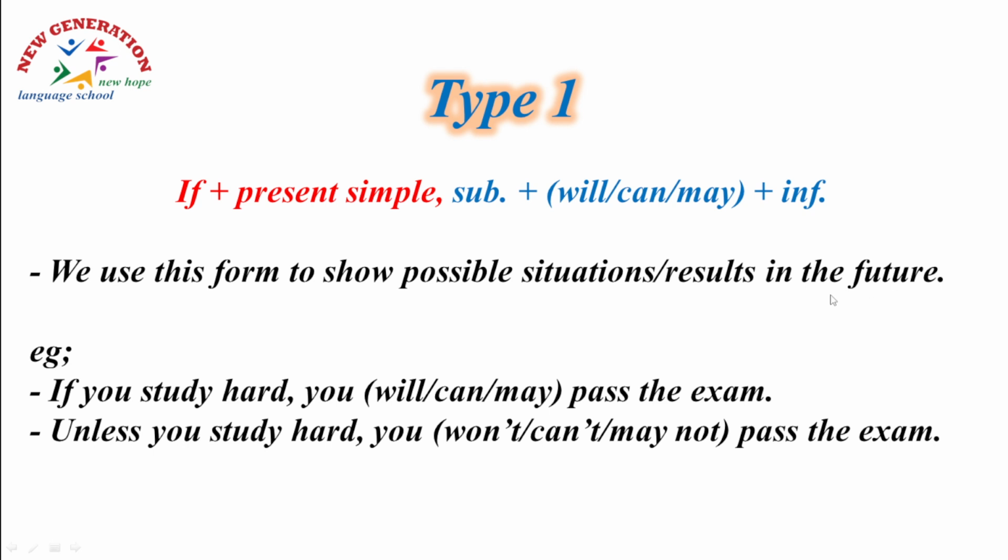I want you to focus on the time of the real situation. The real situation is going to happen or expected to happen in the future. We do not relate the time of the real situation to these tenses. So as you see here, the result comes in the future simple tense. For example, if you study hard, you will pass the exam, or you can pass the exam, you may pass the exam. As you see here, this situation can happen in the future. The result is possible to happen in the future if this condition is fulfilled.